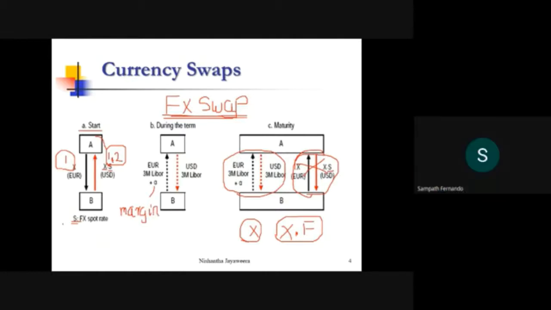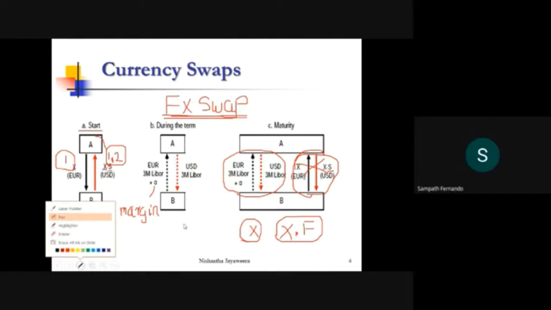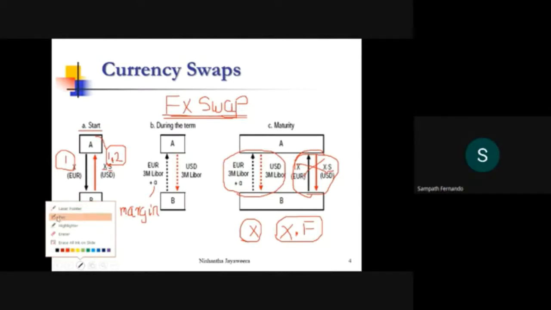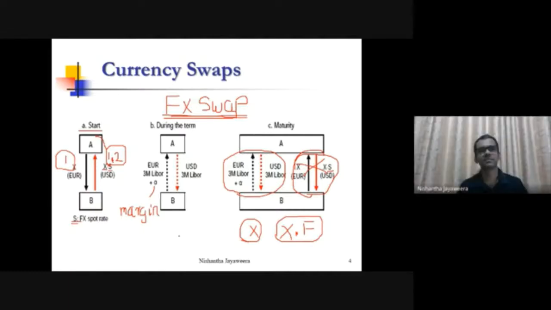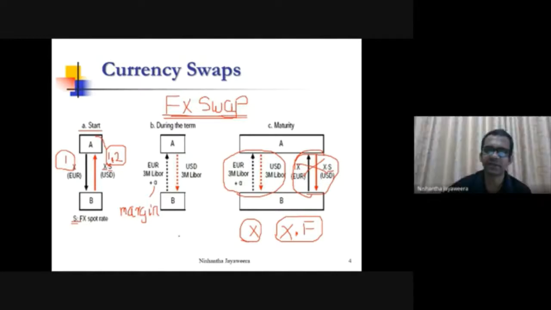So that means only one party keeps the margin? Both parties should keep a margin, no? That only one party is keeping a margin. Can someone answer the reason? I explained it.